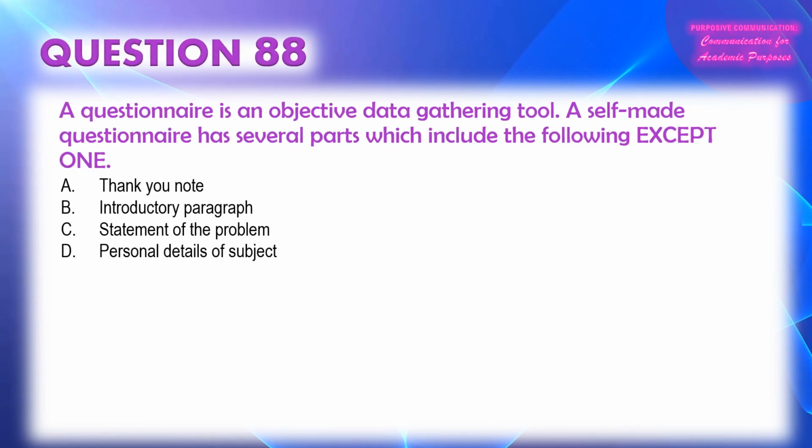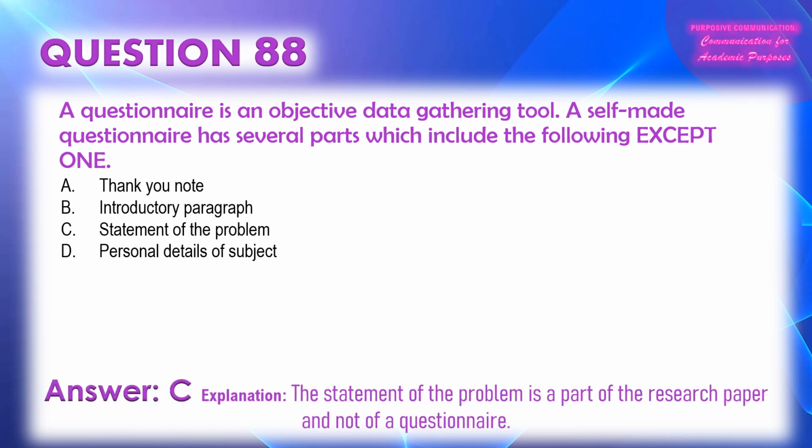Question 88. A questionnaire is an objective data gathering tool. A self-made questionnaire has several parts which include the following except one. Answer: C. Statement of the problem. The statement of the problem is a part of the research paper and not of a questionnaire.